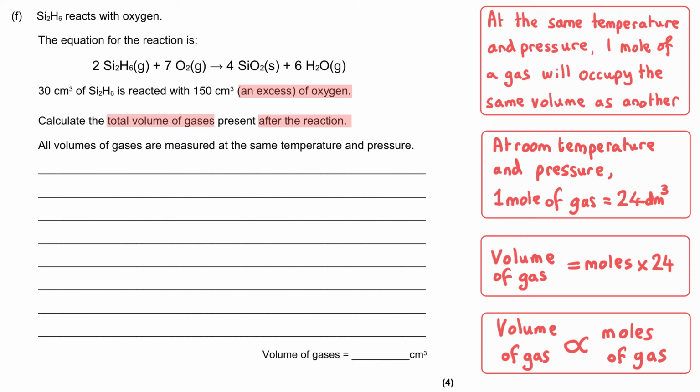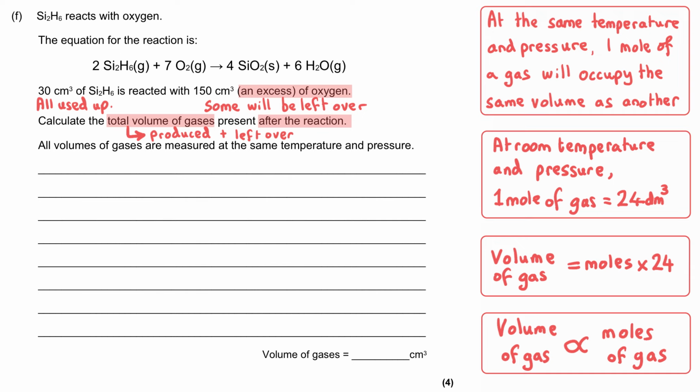So we've been asked to work out the total volume of gases present after the reaction. And the total volume will be the volume of gases produced and any gases left over. We've been told that the oxygen is present in excess, which means there will be some oxygen left over at the end of the reaction, and all of the Si2H6 will therefore be used up. And the way that we unlock this question is by looking at the ratio from the equation.